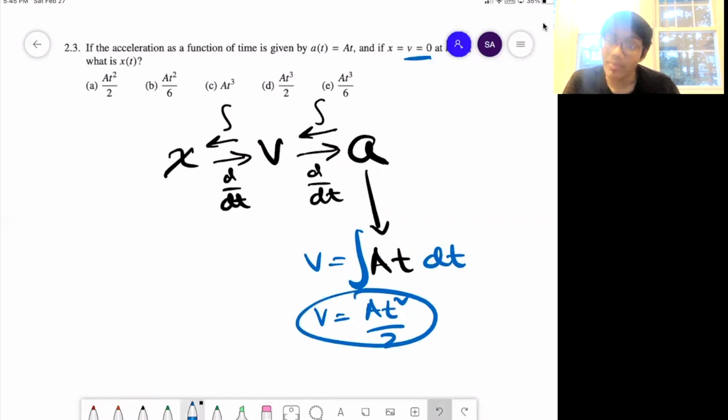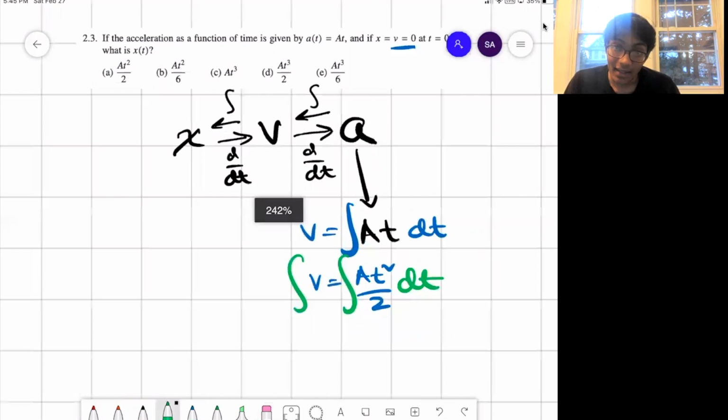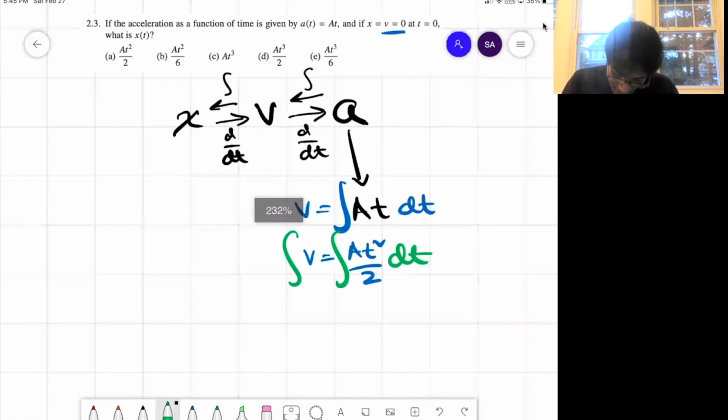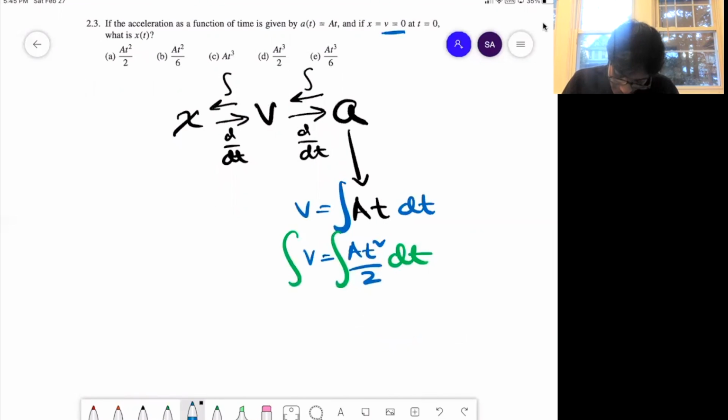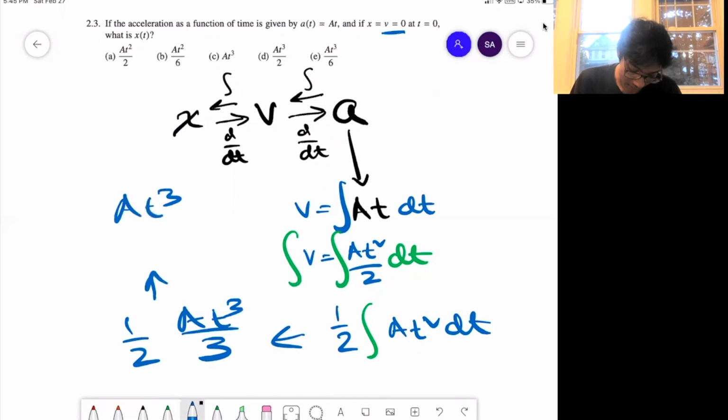How do we get our position? Once again, we take the integral. So take the integral of your velocity with respect to time. And what are you going to end up getting? Well, let's see. We're going to pull out that half, take the integral of at squared with respect to time, and what we end up getting is half at cubed over 3. And what does that simplify to? Well, it's simply at cubed over 6.